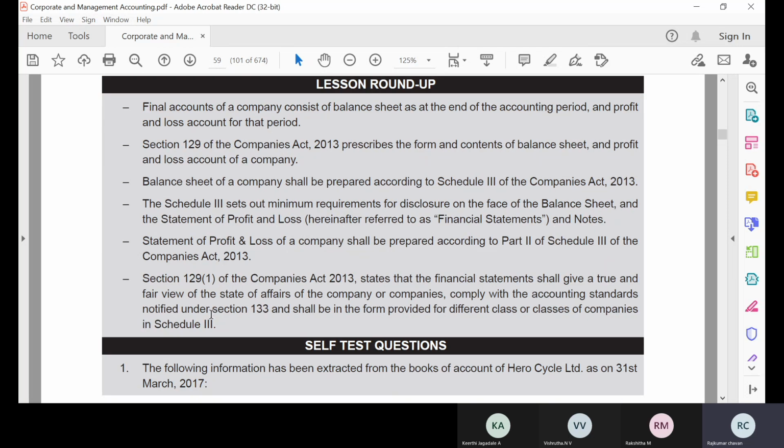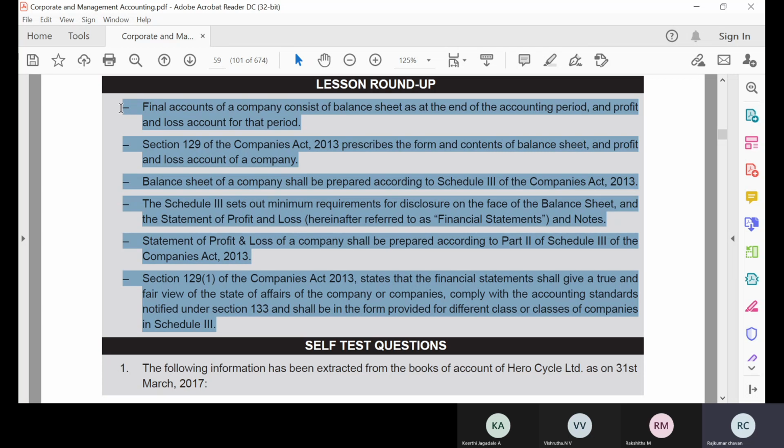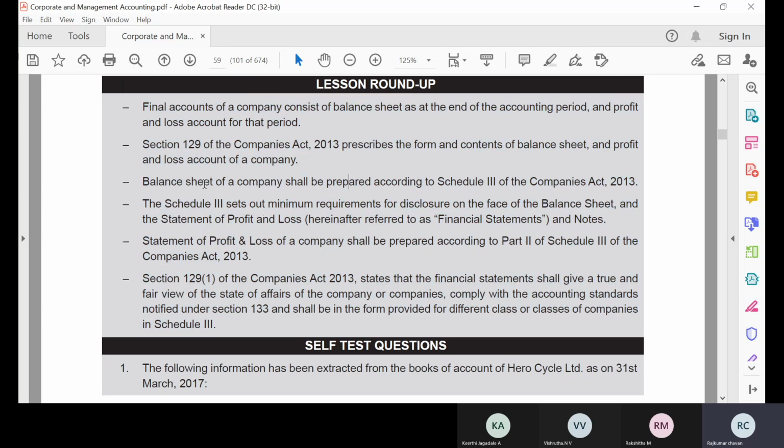So this is a lesson roundup. You can read it, you will get to know the summary of the lesson. The final account of the company consists of balance sheet and profit and loss account, and section 129 of the Companies Act gives the proper prescribed format. These are chances of a question for MCQs: according to which section we prepare the profit and loss account and balance sheet. It is prepared as per section 129 which has been prescribed, and the balance sheet has been prepared according to Schedule 3 of the Companies Act.